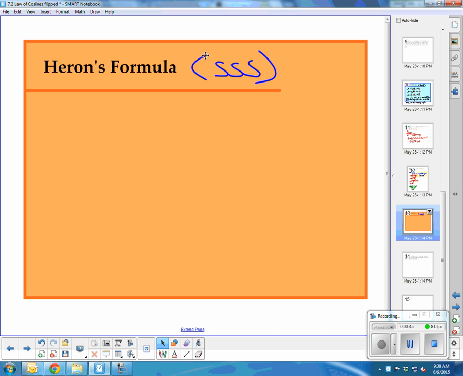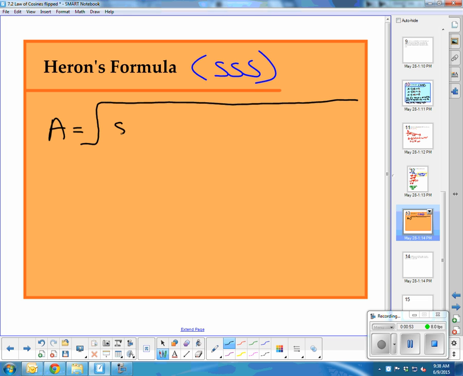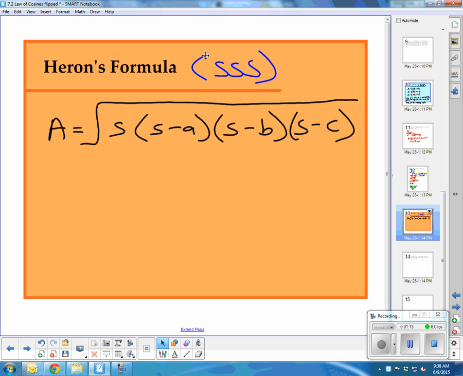But this formula, Heron's formula, is area equals, and it's got this big long square root symbol, and the first thing we have there is an S times S minus A times S minus B times S minus C. And this allows us to calculate the area of a triangle without having to know any angles.